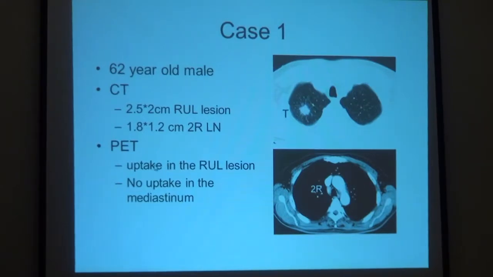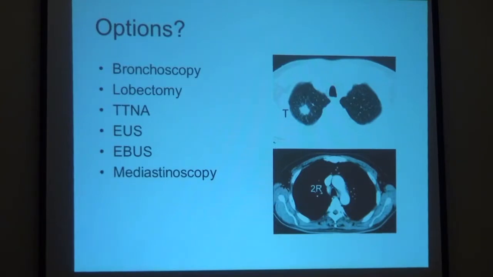And on the PET, there's uptake in the right upper lobe lesion, but no uptake in the mediastinum. So the mediastinum is negative. So what do you do? Bronchoscopy, lobectomy, transthoracic needle aspiration, EUS, EBUS, or mediastinoscopy. The PET is negative, you have a lymph node, and you have a lesion. Any other idea? Would you all do EBUS on a PET negative lymph node?